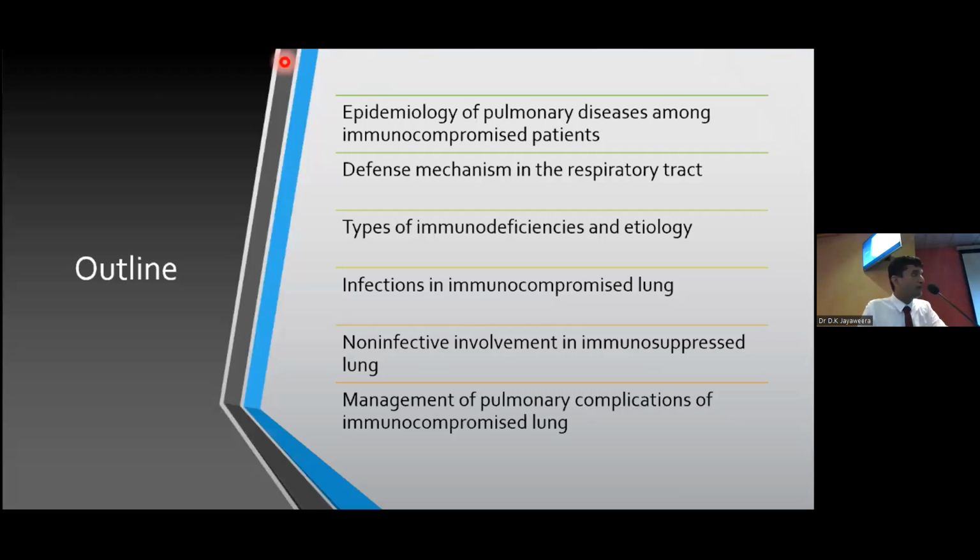So this is my topic outline. In the next 20 minutes, I will discuss some epidemiology of pulmonary diseases among immunocompromised hosts, some basic defense mechanisms in the respiratory tract, types of immunodeficiencies and their etiologies, and the lung complications in the immunocompromised patient. They could be infective or non-infective complications, and finally I will discuss the basic management points.